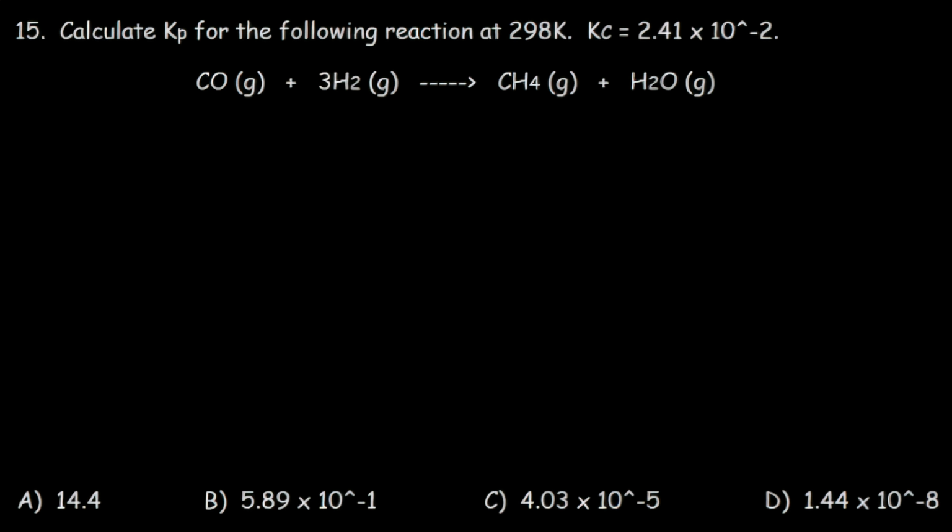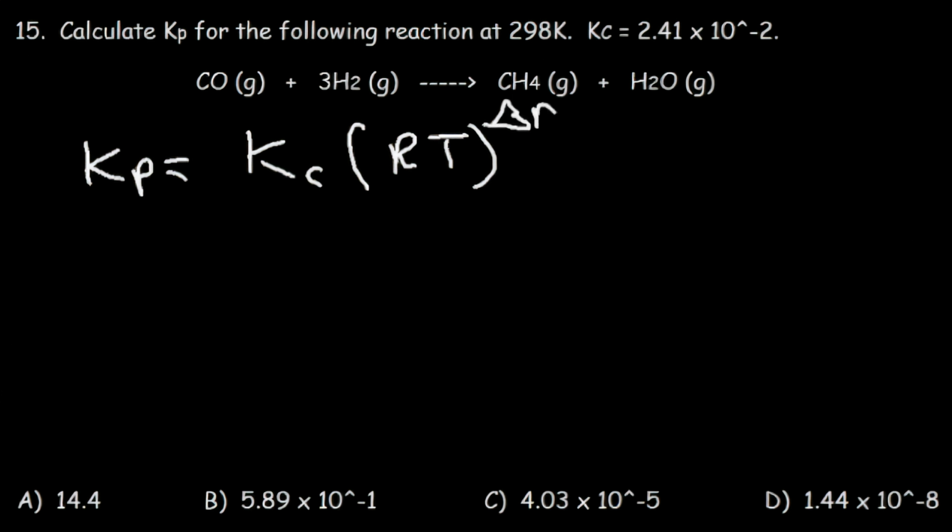15. Calculate Kp for the following reaction at 298 Kelvin. Kc is 2.41 times 10 to the minus 2. For this problem, you need to know the right equation to use. Kp is equal to Kc times RT raised to the delta n, or the change in n. Delta n is the sum of the coefficients of the products minus the sum of the reactant coefficients.